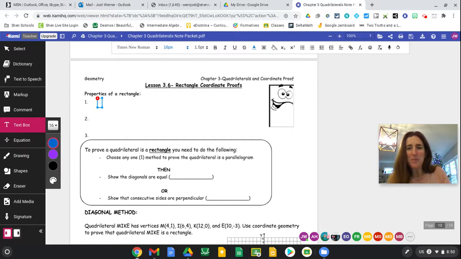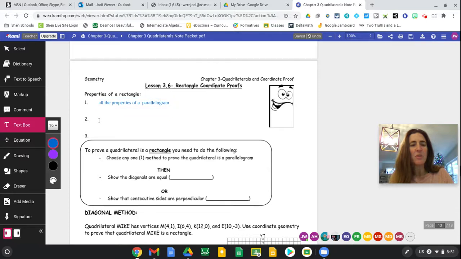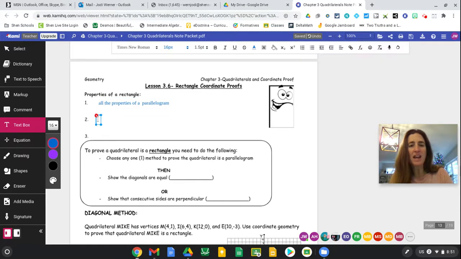So today we're going to do some properties of rectangles, and I'm going to go through lesson 3.6 with you guys. I'll be filling in some stuff with you as we go. Okay, so properties of a rectangle. First of all, the rectangle falls under the parallelogram family, so it has all the properties of a parallelogram. Every single property that a parallelogram has, like opposite sides being parallel, opposite angles congruent, all of that will happen in a rectangle. And it has two additional properties.